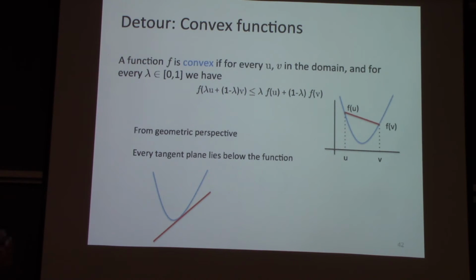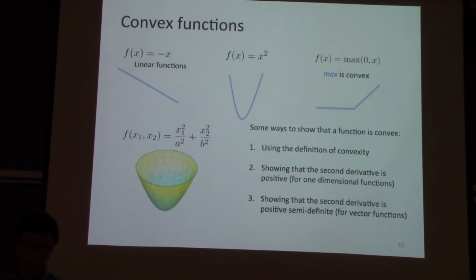And that's one interpretation from the picture. Another interpretation from the picture is by looking at the tangent lines. So if you have a convex function, at any point you can just draw a tangent line such that the tangent line always lies below the function. And let's look at some examples. So the linear function is convex.